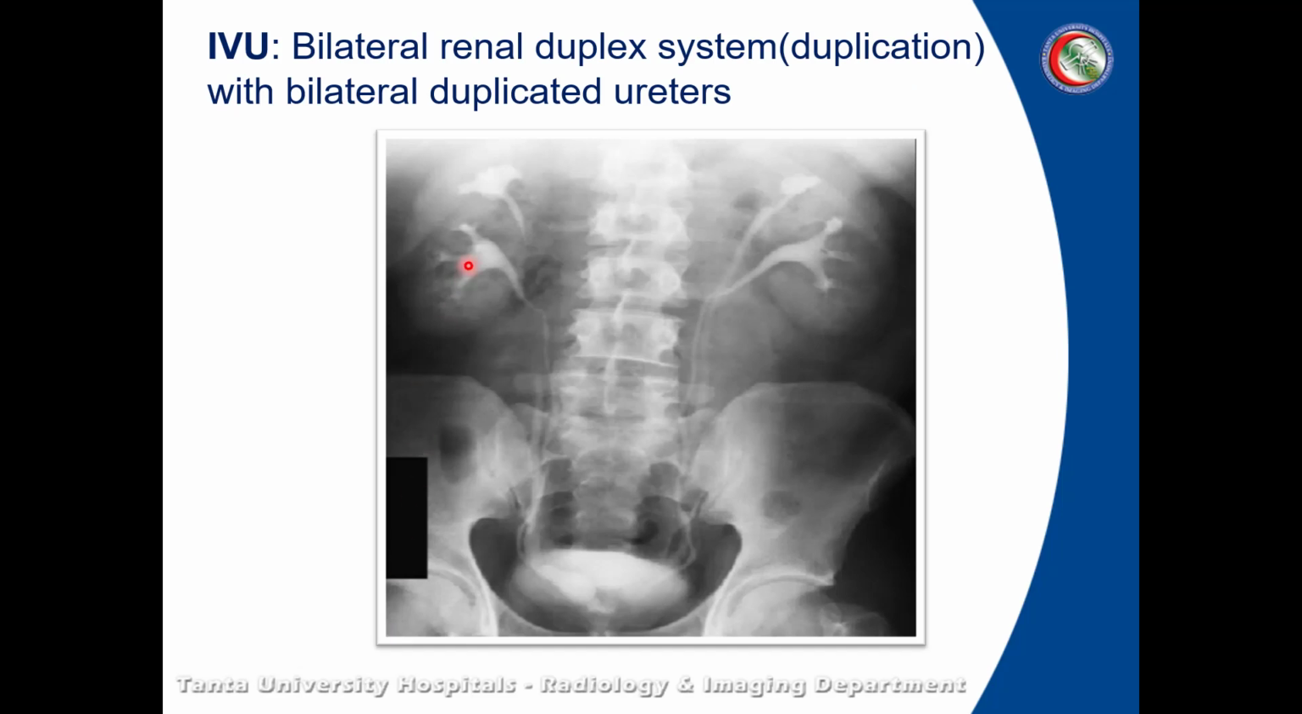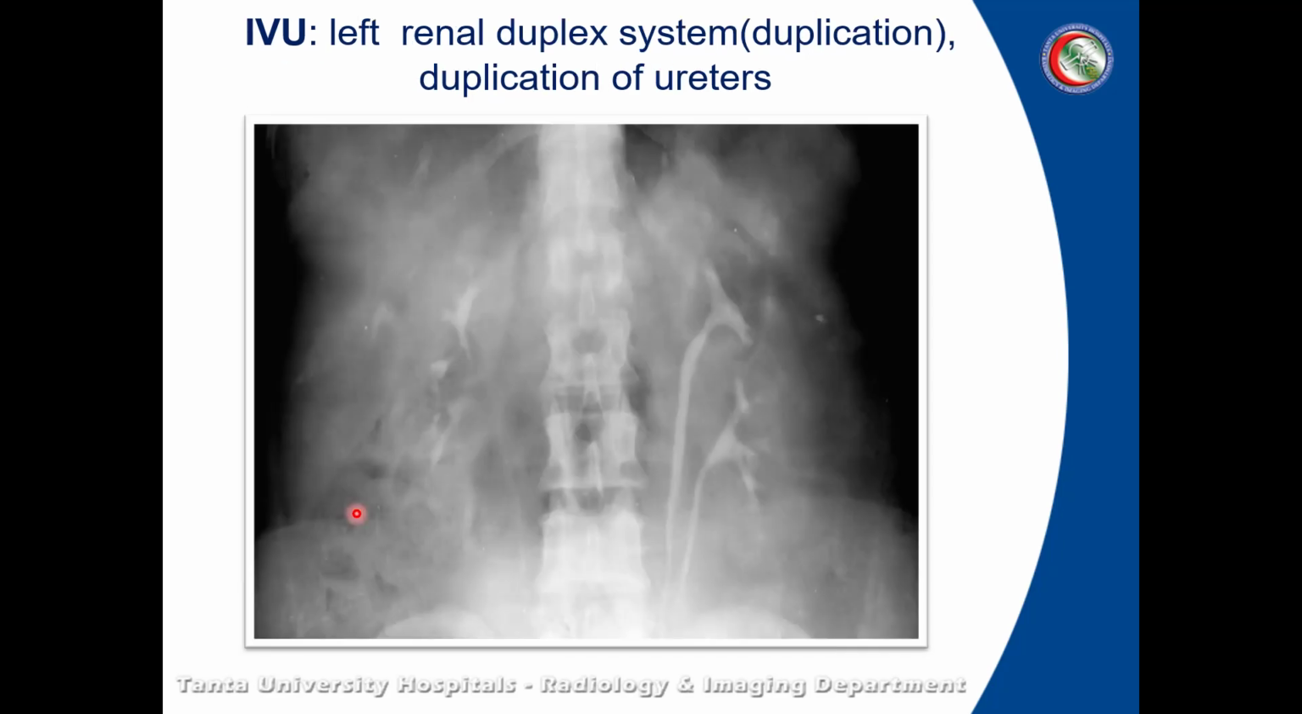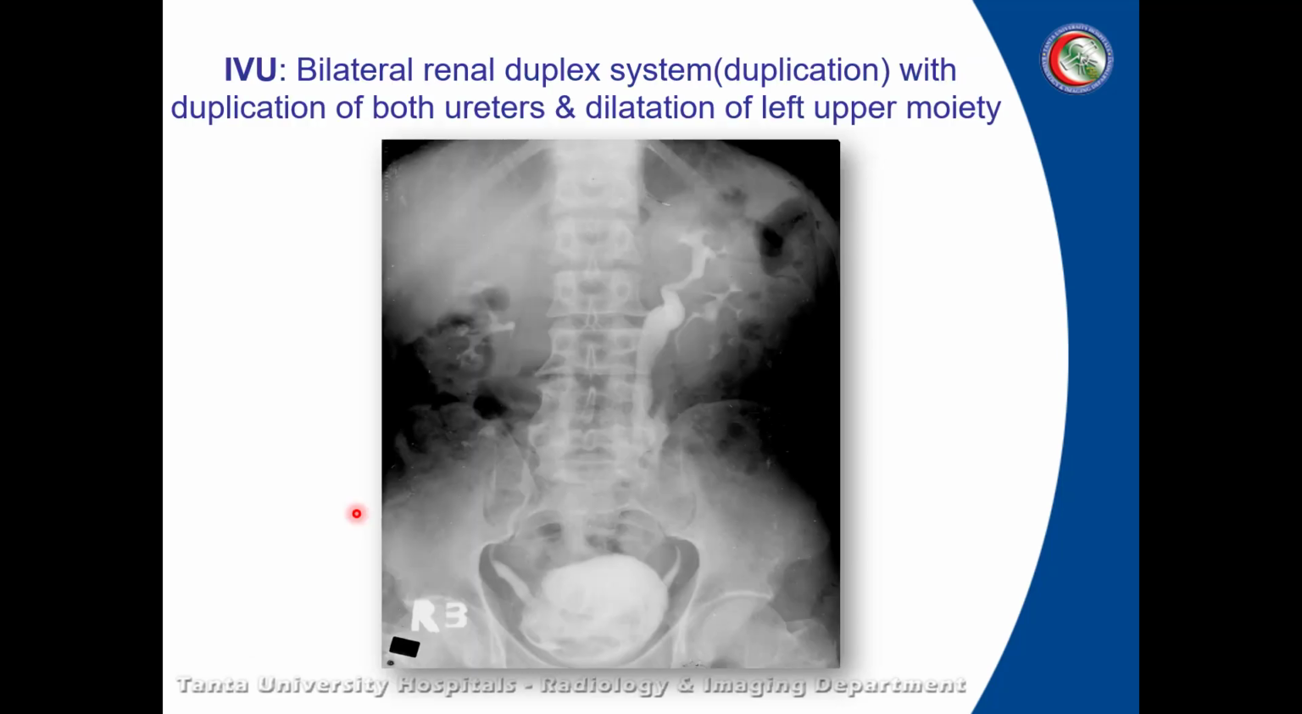Renal duplications with duplicated ureters, with many examples. IVU showing left renal duplication with duplicated ureters. IVU showing bilateral duplication with duplicated ureters on both sides with dilatation of left upper moiety.